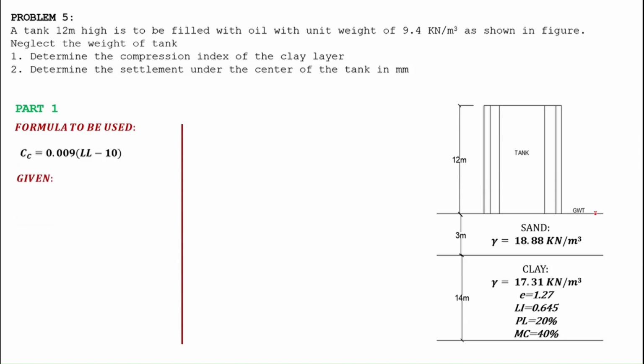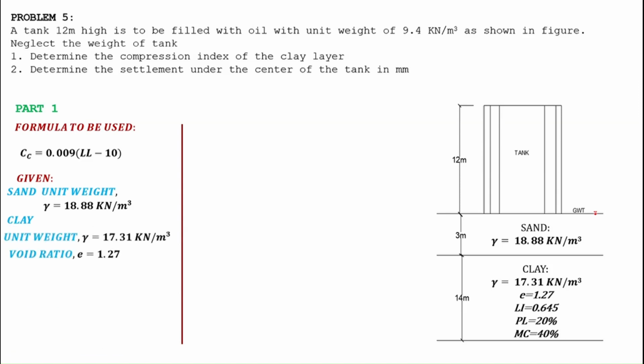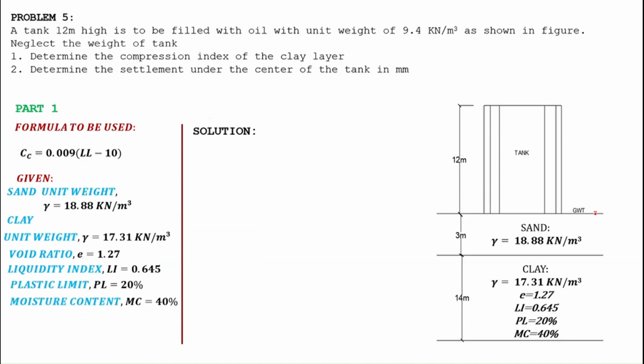From the problem, we can identify some given values, namely, for sand unit weight of 18.88 kilonewton per cubic meters. Clay has the following properties. Clay unit weight of 17.31 kilonewton per cubic meters. Void ratio of 1.27. Liquidity index of 0.645. Plastic limit of 20%. Moisture content of 40%.